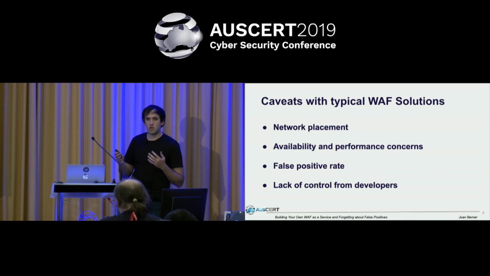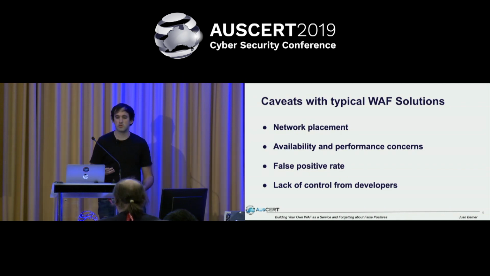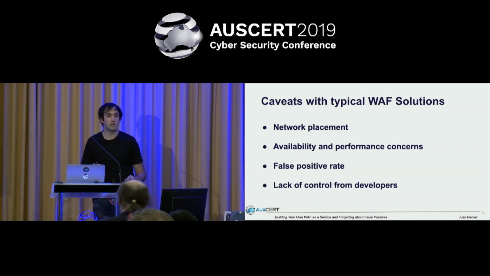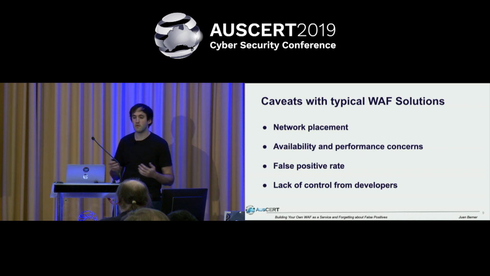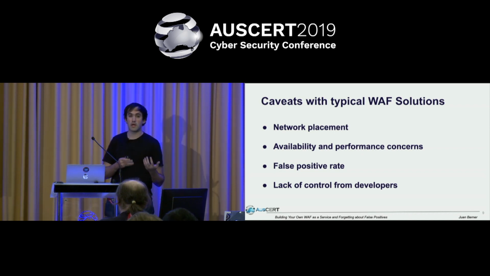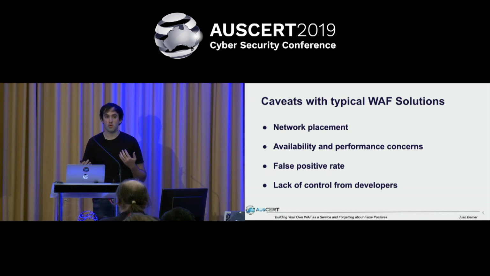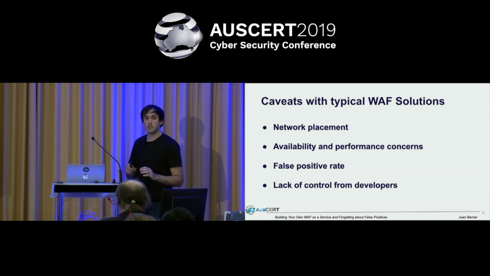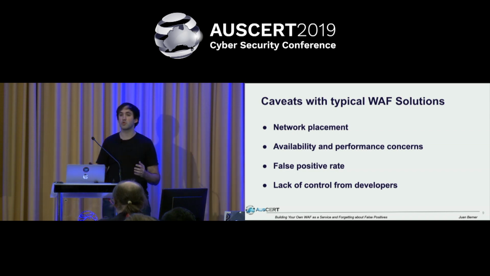So what are the usual problems with this kind of WAF solutions? So the network placement, I mentioned it, the availability and performance concerns, especially from the developers who might see the WAF as an obstacle to their reliability, or at least a black box they might be afraid of, and the false positive rate. So how many of your actual customers is the WAF blocking, which unless you're tuning constantly, especially on very dynamic environments, can become a reason not to be able to use a WAF at all.